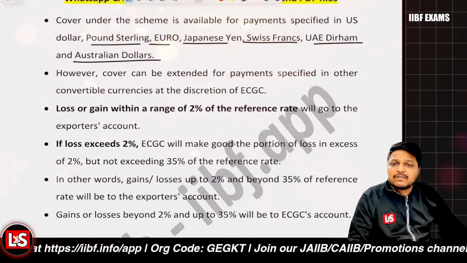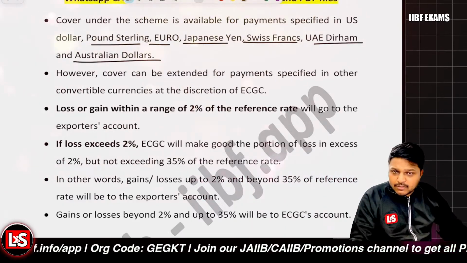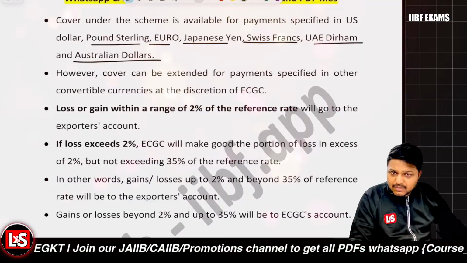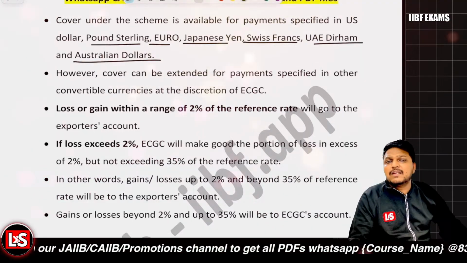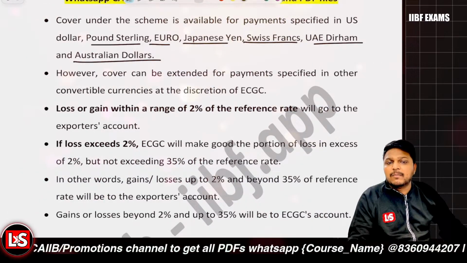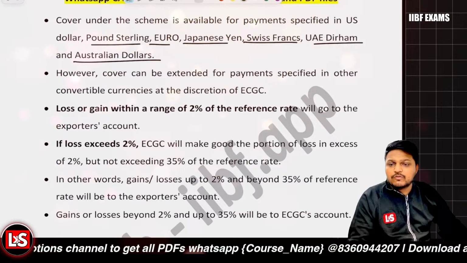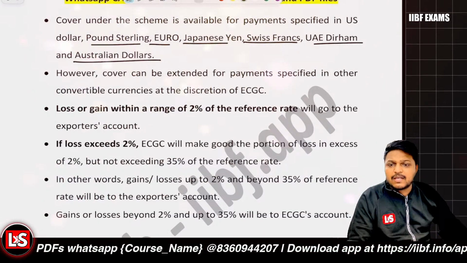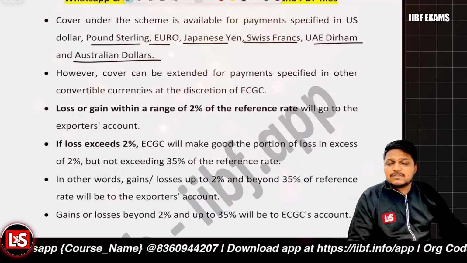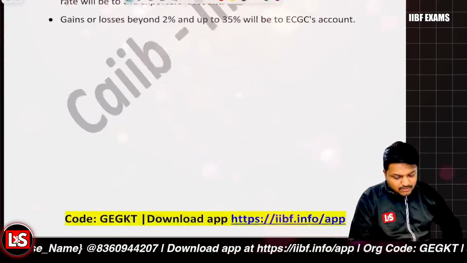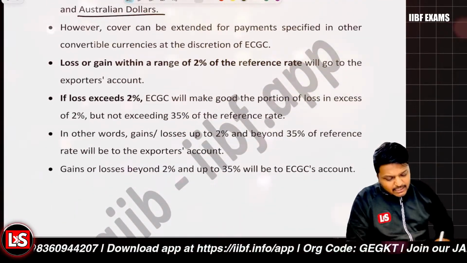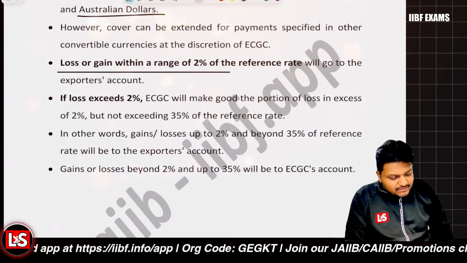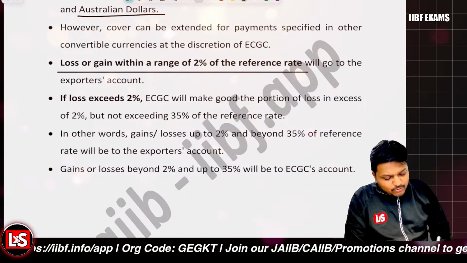So the objective is what? We want to protect the exporter from the loss due to depreciation of the foreign currency, right? Because there is uncertainty and you are going to receive the amount over different years, we want to cover those uncertainties. Clear with it? So there are some points that we need to remember in this scenario. First of all, if the loss or gain is within 2% of the reference rate, that will go to the exporter's account.